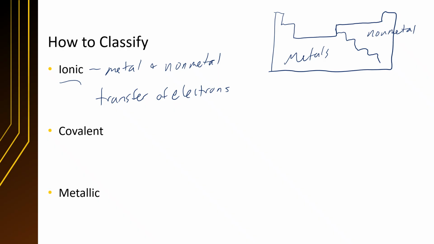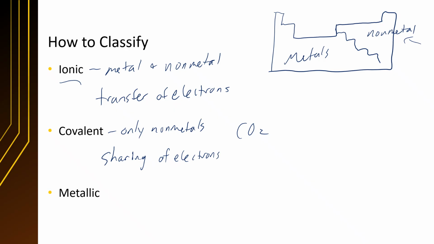In covalent bonding, you only have nonmetals present. Only nonmetals. So that means you only have ones from the right side of the periodic table. A good example would be something like CO2, because carbon and oxygen are both nonmetals. Covalent bonds form when there is a sharing of electrons. And we'll talk about that more in depth in a later section.